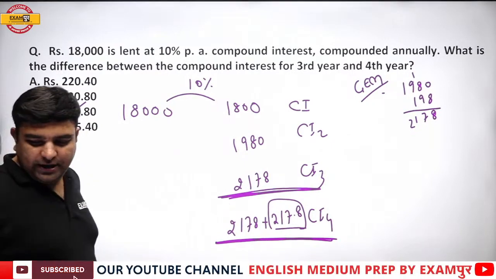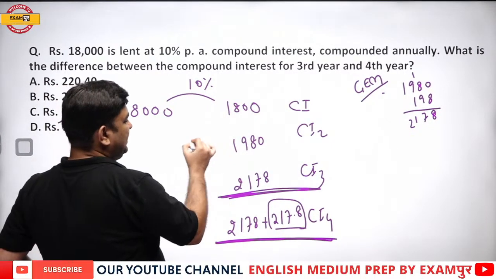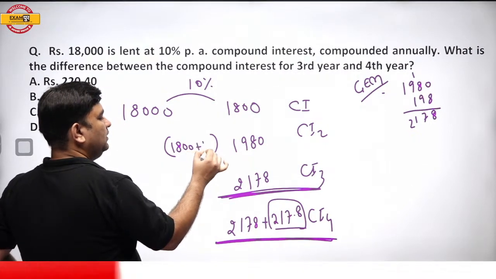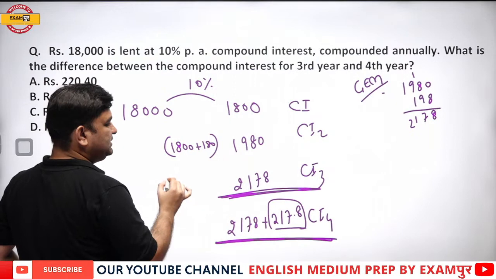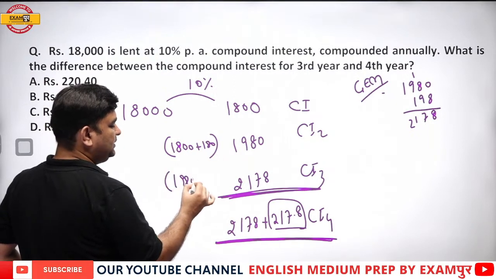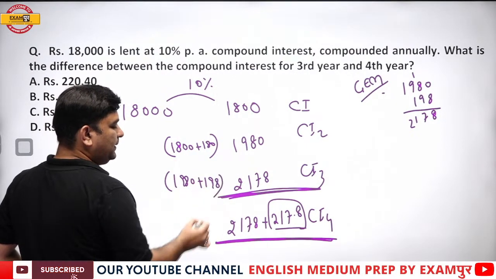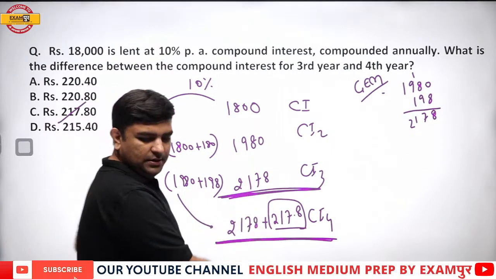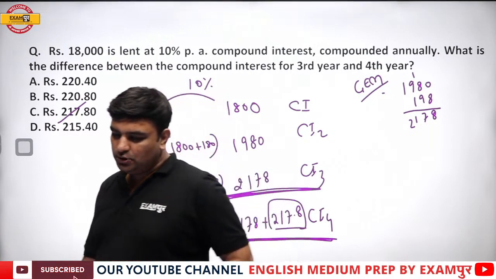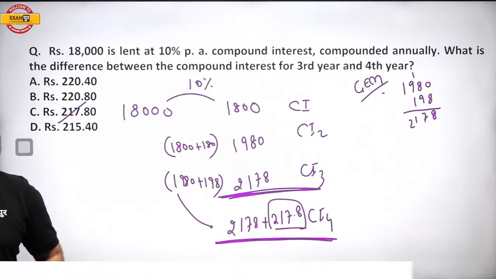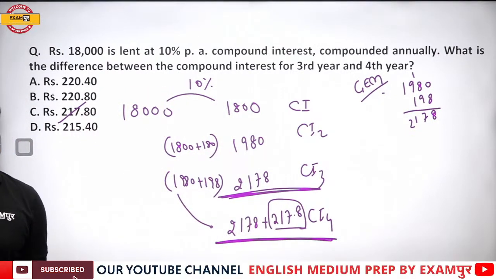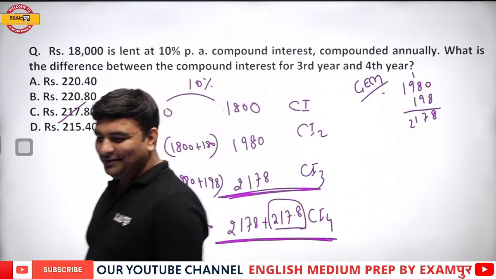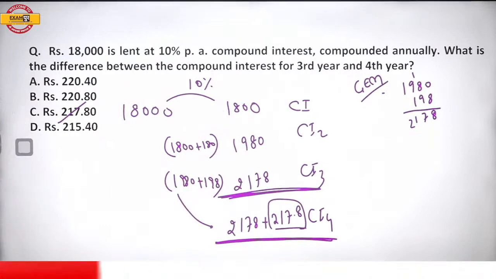CI for first year is 1800. CI for second year is 1800 plus 180. CI for third year is 1980 plus 198, 10% more. So finally, the CI for fourth year is 10% more, so 217.8, yeah? Chalo, then it's cool.